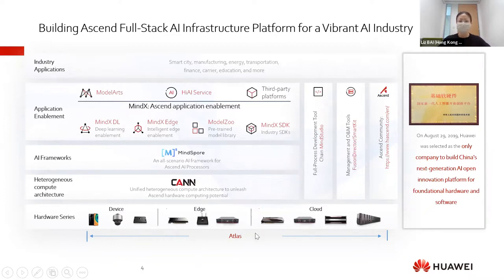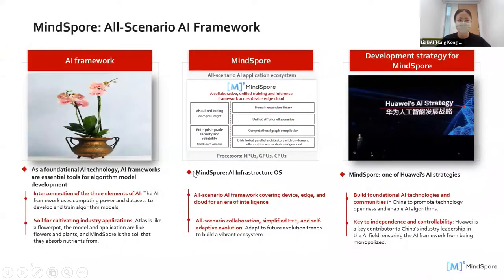For the different kinds of hardware that you can deploy your AI models on, we need to handle all of them. And the intermediate layer is the so-called AI framework. We built it, and its name is MindSpore. It's an all-scenario AI framework for Ascend AI processors. And I will introduce to you what an AI framework is.